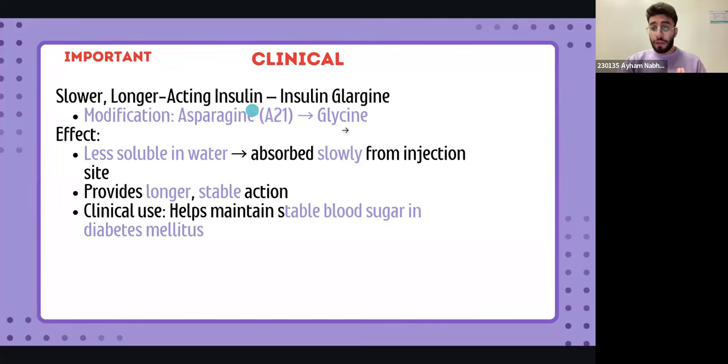What is the effect of this change? The effect is a less soluble insulin in water, which makes it absorbed slowly from the injection site, and that provides a longer, stable action of insulin, which helps maintain a stable blood sugar in diabetic patients. So it's basically a clinical modification of insulin to help diabetic patients have fewer injections, making them very long-acting injections.